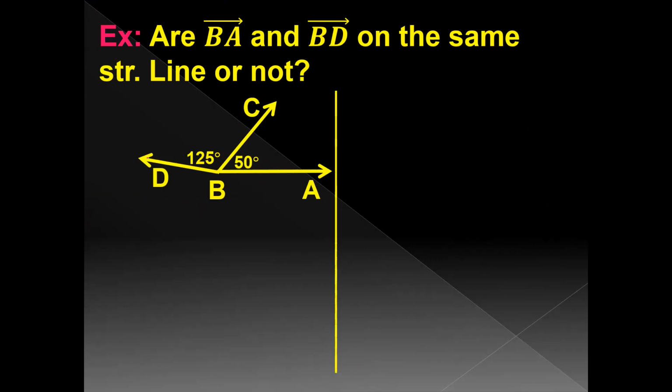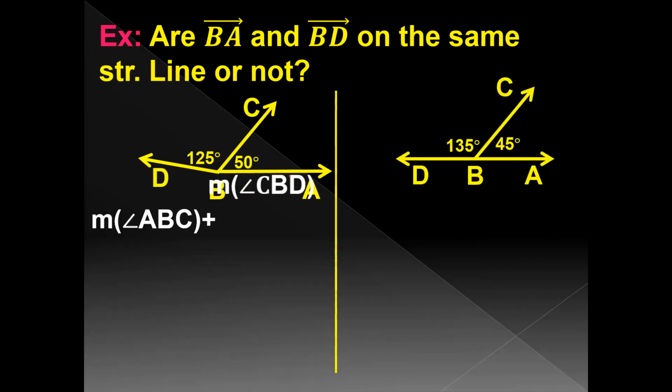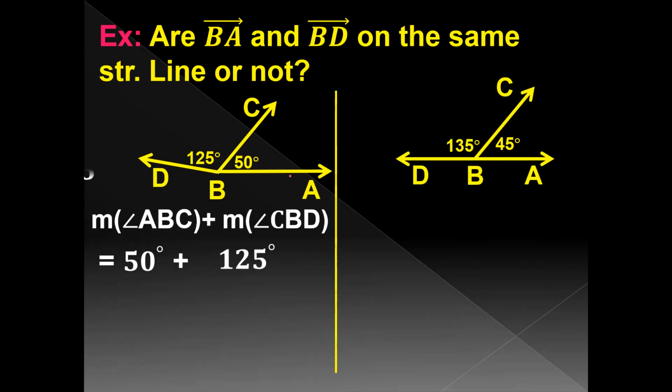As we say, we have angles DBC and CBA. If their sum is 180 degrees, the two rays will be on the same straight line. The sum of the two angles is 125 plus 50, which is 175, not 180. So the two angles are not supplementary angles, so the two rays BA and BD are not on the same straight line.